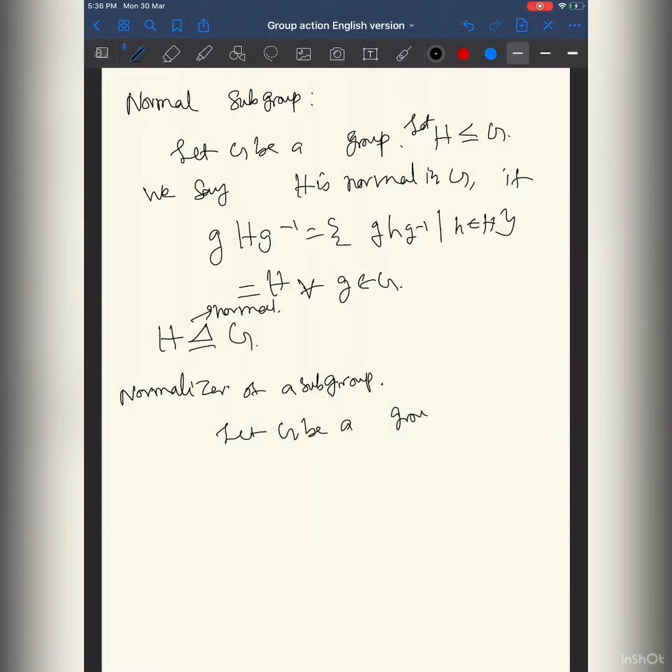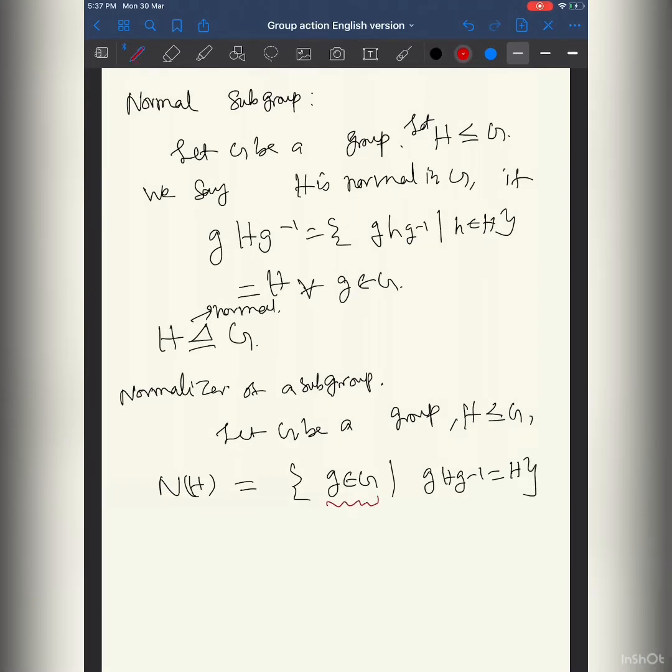Let G be a group and H a subgroup of G. The normalizer of H is defined as the set of all g belonging to G such that gHg^-1 = H. This is going to play a crucial role in proving Sylow's theorems, especially the third Sylow theorem, so you have to give importance to this. I'm collecting only those g inside the group which satisfy this condition. This is a subgroup.